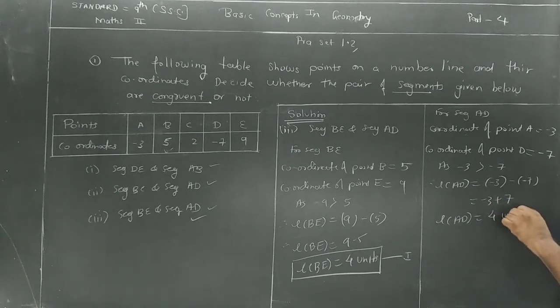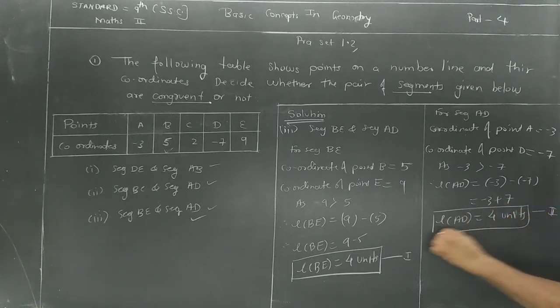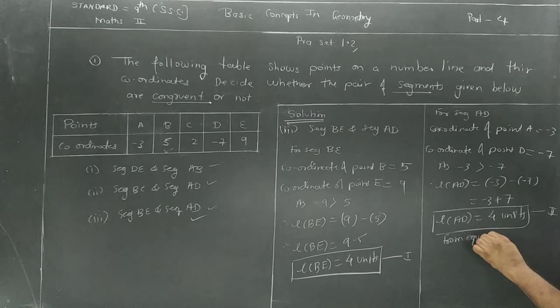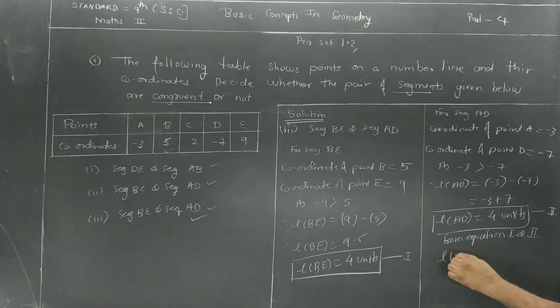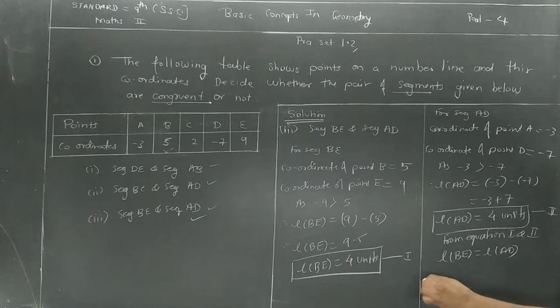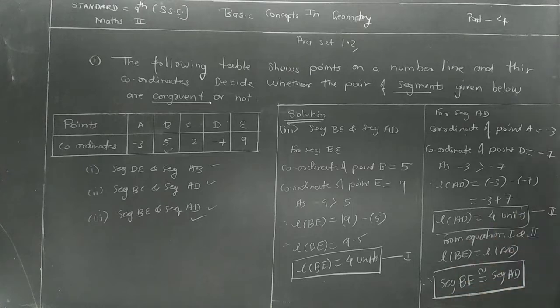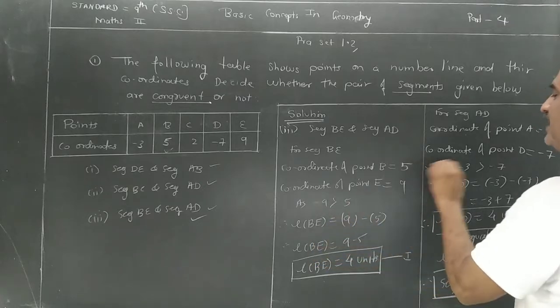And the sign of the greater number. So I got equation 2. So from equation 1 and 2, what do I get? Length BE is equal to length AD. Or I can write segment BE is congruent to segment AD. This is your final answer. I think you got the same answer. Copy it down properly.